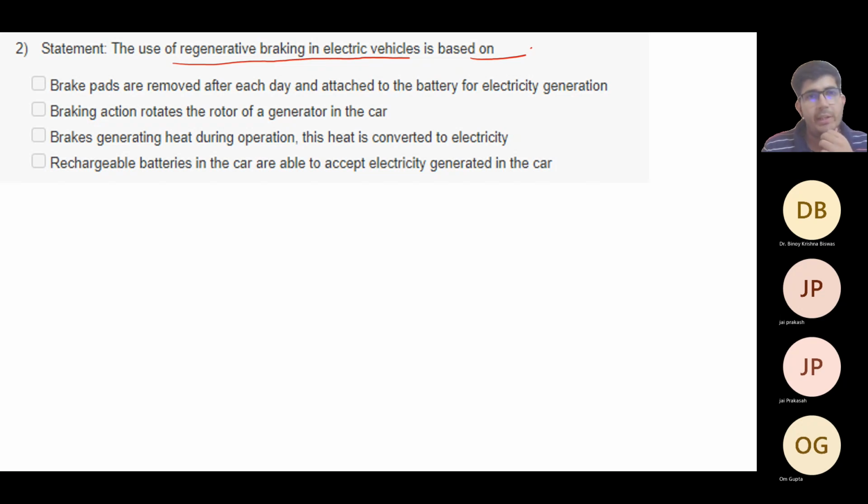The question is about regenerative braking. So what type of system is used in regenerative braking? Try to recall that and try to check all the options. So I think you will be able to answer.